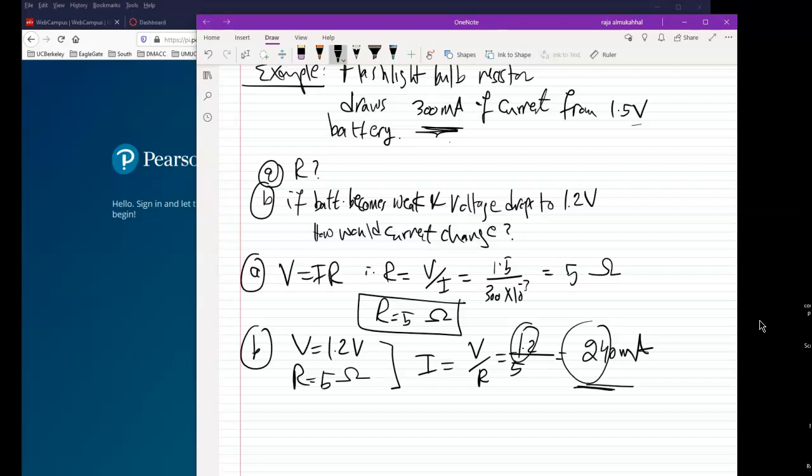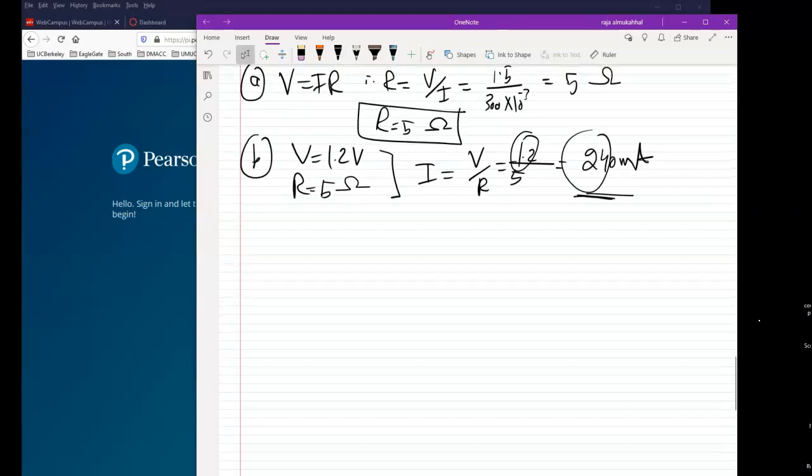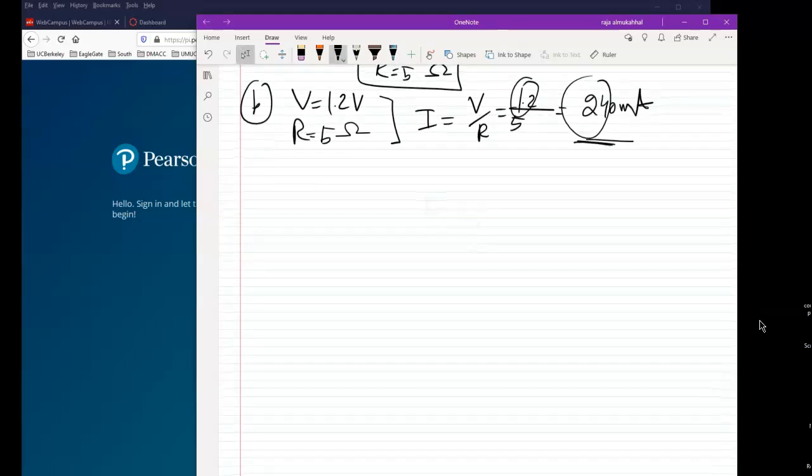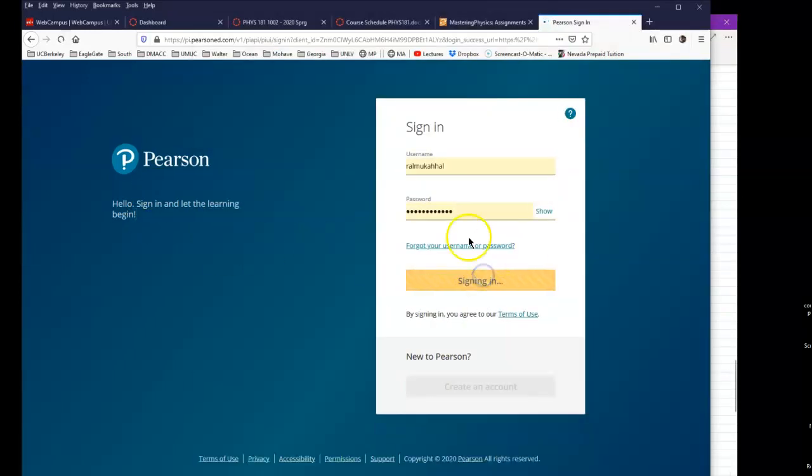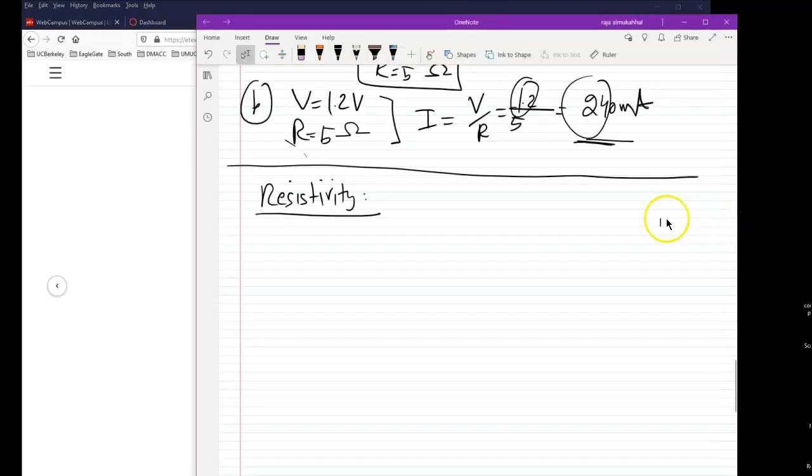Okay, two more short topics. I'll go over them, then we'll do some problems. The next topic is the concept of resistivity. Let me activate Pearson. Hopefully it will come out in the background.